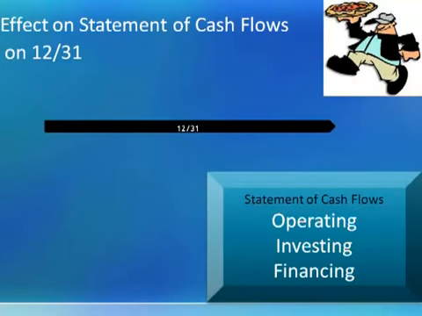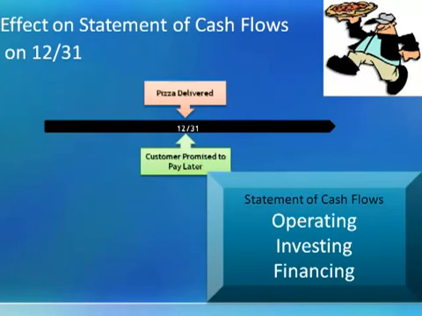We want to take a look at the financial statement effect on 12/31. The pizza is delivered, the customer promised to pay later. You'll notice that we're not receiving cash on 12/31. If no cash is received, the statement of cash flows is not affected. So we do not have a change in the statement of cash flows for this transaction on 12/31.